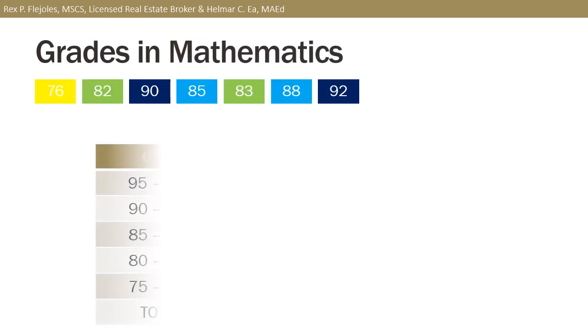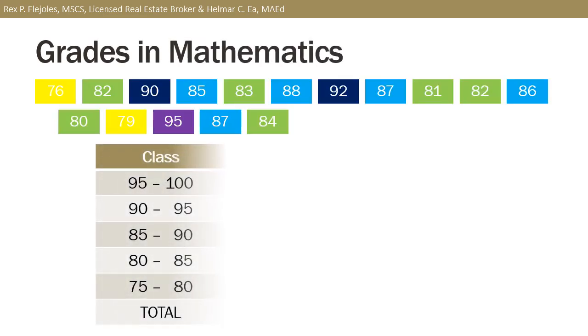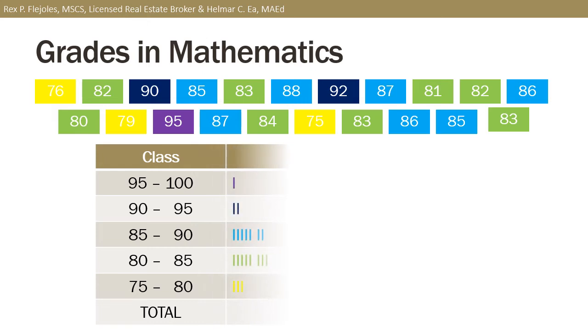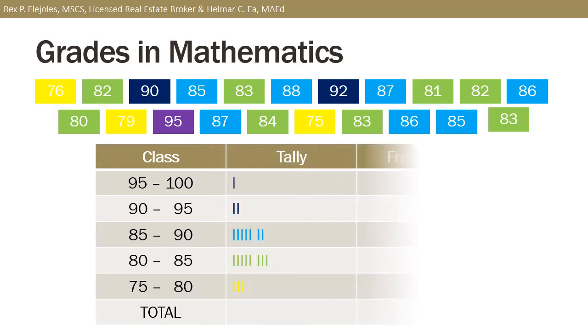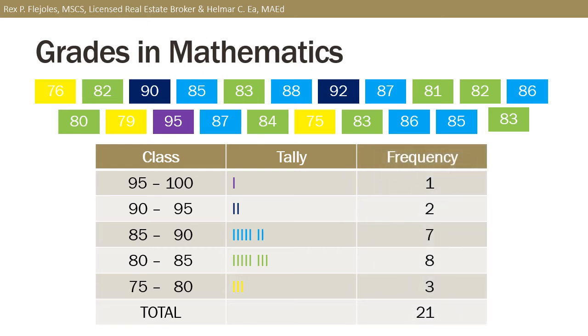Step 4. We are to tally the data into the classes. Step 5. We count the number of tallies in each class. For class 75 to 80, we have 3 observations. For 80 to 85, 8. For 85 to 90, 7. For 90 to 95, 2. And for 95 to 100, 1.